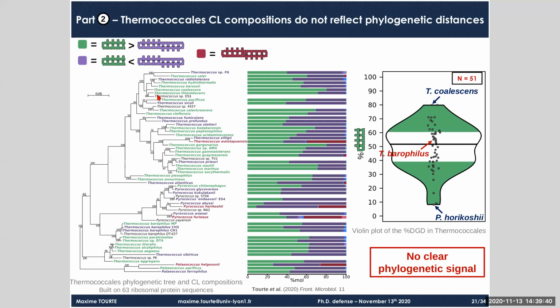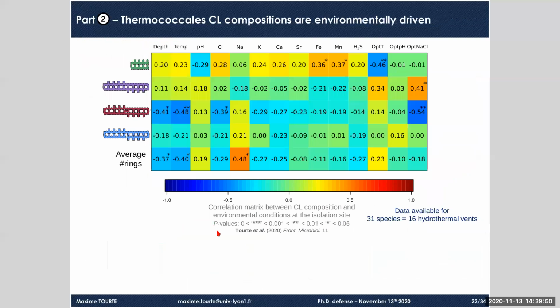So if the evolution and the specific evolution of these strains couldn't explain the lipid composition of Thermococcales, we hypothesized that it could come from the environment they live in and the environmental conditions we grew them. So we tried to correlate these conditions with the lipid composition of our strains, as you can see here.